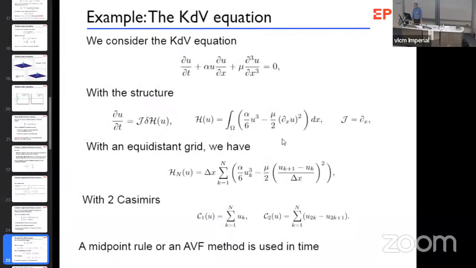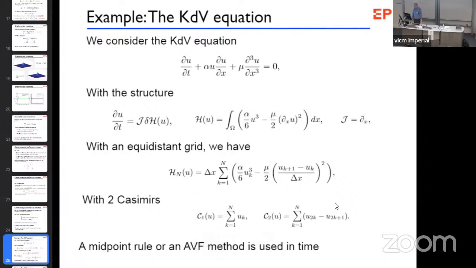Okay, so let me give you an example here. The KdV equation, for those who don't know it, is a nonlinear dispersive third order equation that was proposed by Korteweg and de Vries to describe waves in channels, actually in channels in Amsterdam. It's nonlinear and dispersive, but it has a Hamiltonian formulation. So you can go through this. Some of the Casimirs are simply a mass. And then there's something that looks like a total variation, but it's not a total variation because it's not an absolute value.